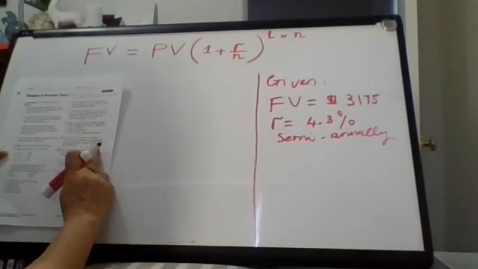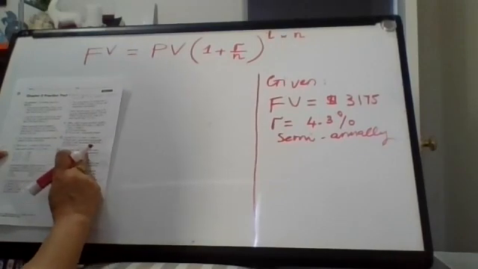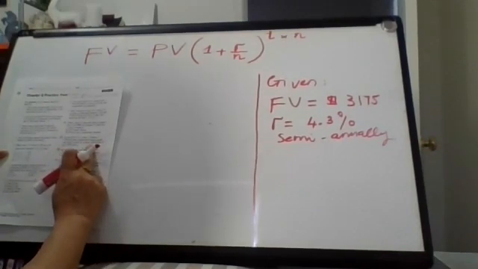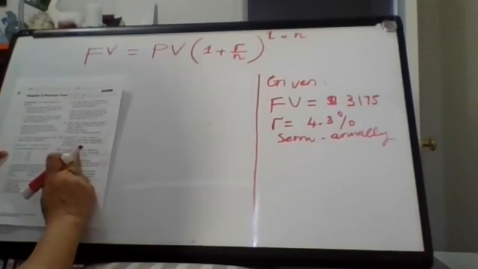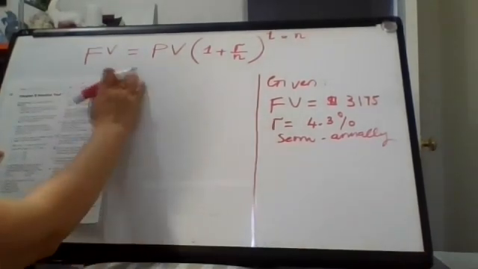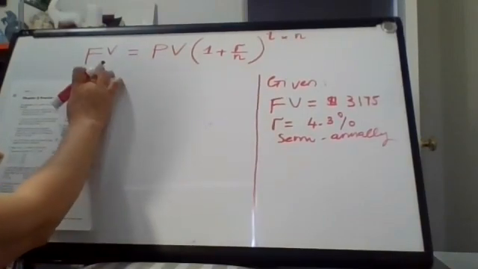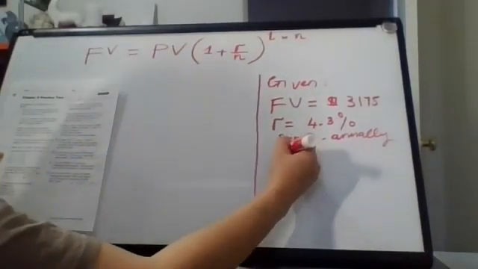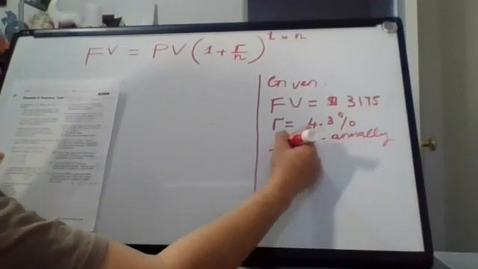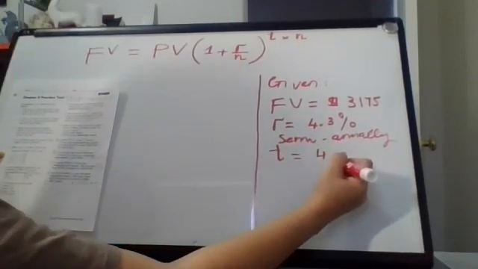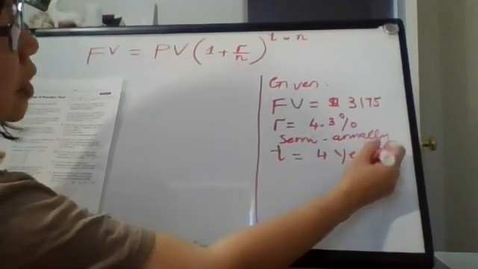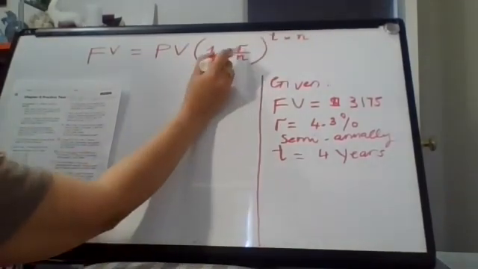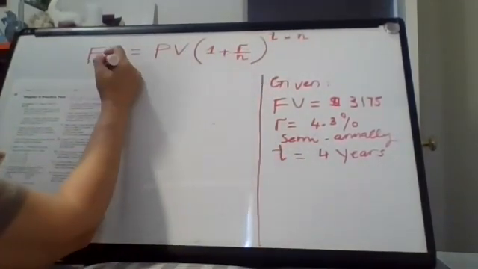How much would her creditor accept today to pay off the loan? So they ask how much the creditor would accept today to pay off the loan. In this formula, you are given the future value and the rate. The time is 4 years. So you know the time is 4 years, you know the rate is 4.3, and you know the future value.